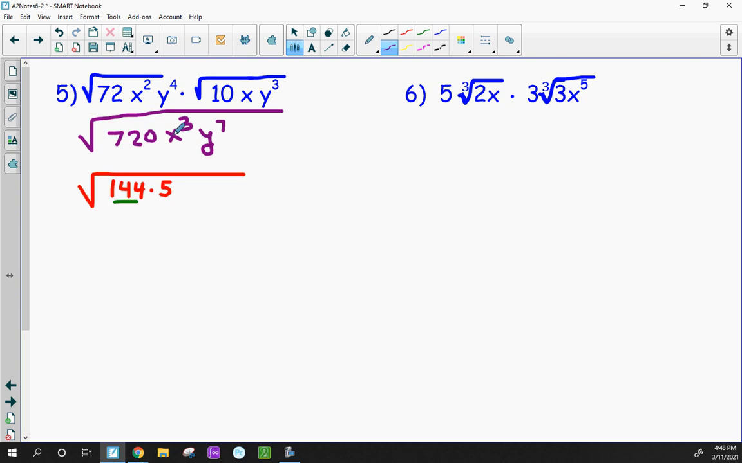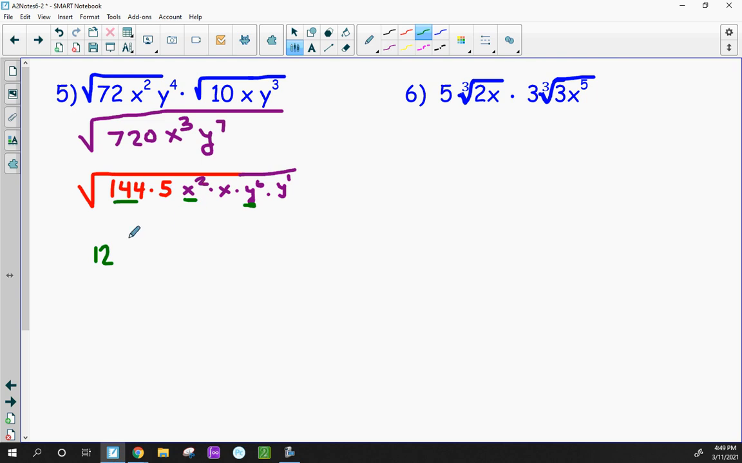We cannot do the square root of x to the third, so we're going to write this as x squared times x to the first. Y to the seventh becomes y to the sixth times y to the first. And we underline what we can simplify. Square root of 144, the answer to that is just 12. And again, it's not the square root of 12. Be careful. If it simplifies, it comes out from underneath.